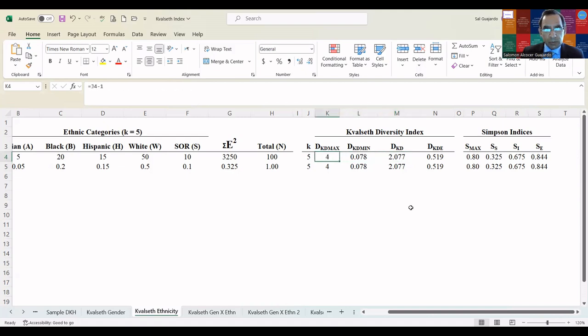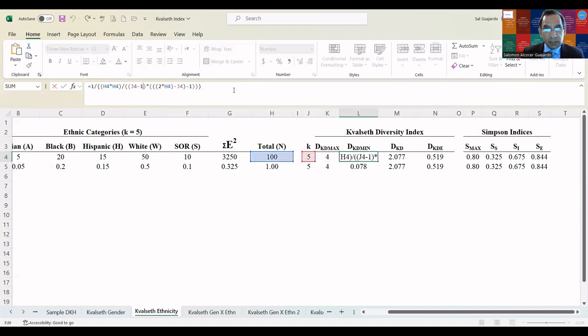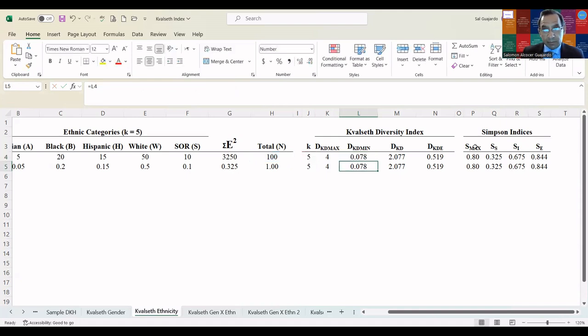Again, there's the maximum value for the Kvalseth index. It's going to be K minus 1, so it's 5 minus 1, which is 4. There's the long complex formula to obtain the minimum score. So when I apply the formula for the minimum score, I get a minimum score of 0.078. So when I divide the odds ratio of 2.07 by the maximum score of 4, I get the Kvalseth diversity index, the standardized score of 0.519.